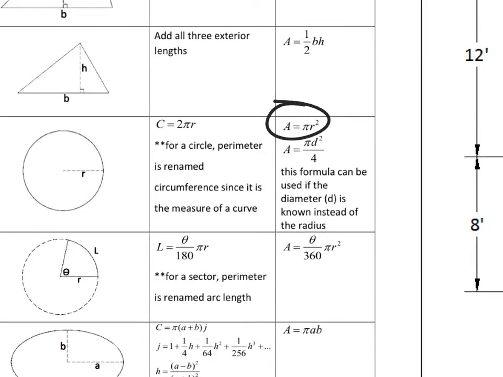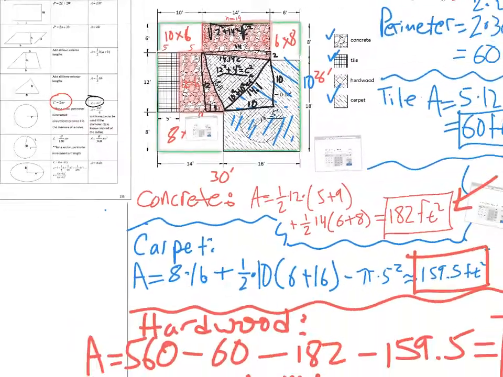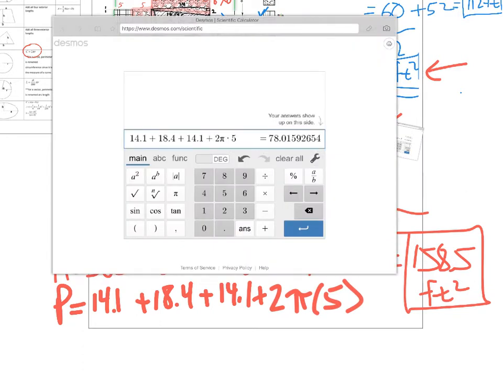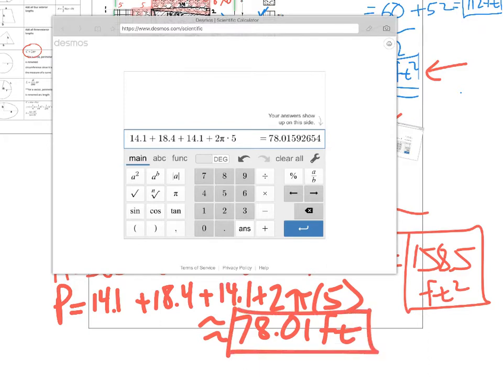Circumference is 2 pi r right there. And so 2 pi r, the radius is 5. So we have 2 pi times 5. And if we add those up, we're going to get 78.01 feet. So if we were going to put a border on there, we'd need roughly 78 feet of border. All right. So that's the hardest one there.